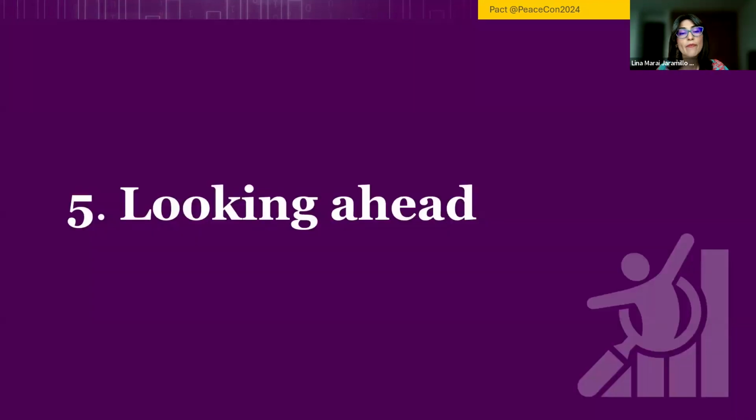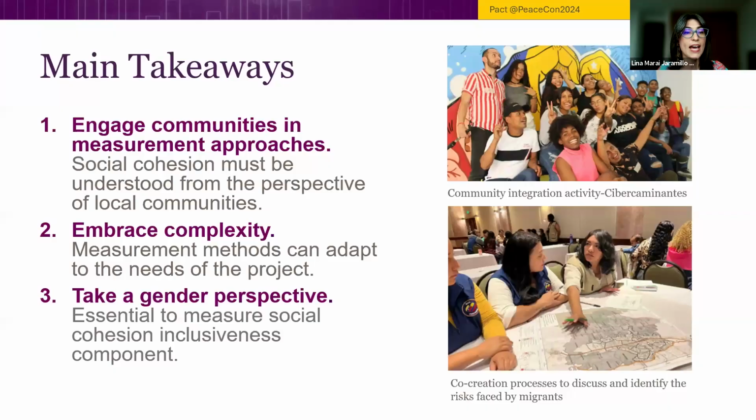So one of the things that we would like to share with you as main takeaways is the importance of working on this process, engaging communities and involving communities in the way that we are measuring these concepts and defining the concepts. Social cohesion must be understood from the perspective of local communities that are working in practice. We also think that it's important to embrace complexity, and measurement methods can adapt to the needs of the project. And we think it's really important to take a gender perspective to measure social cohesion inclusiveness.